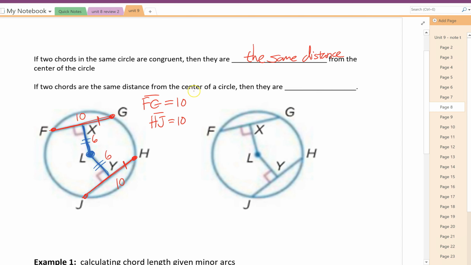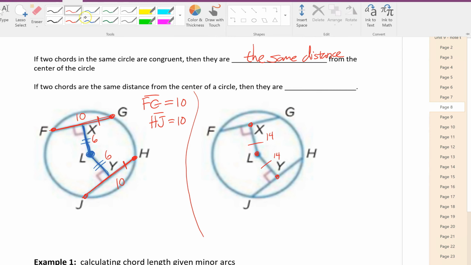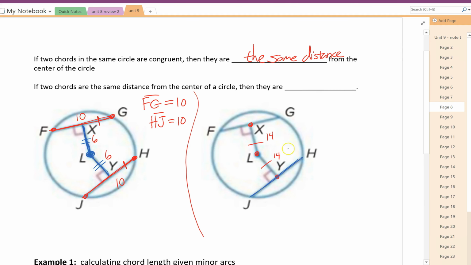By the same token, or kind of the flip side of that, is if I start out knowing that there are these two chords, and I know that the distance between the center and those two chords is the same, so let's say that's 14 and that's 14. The distance between the center and each chord is 14. That tells me then that the chords have to be the same length. So if these two distances are the same, that means the chords have to be the same length. So something like this.